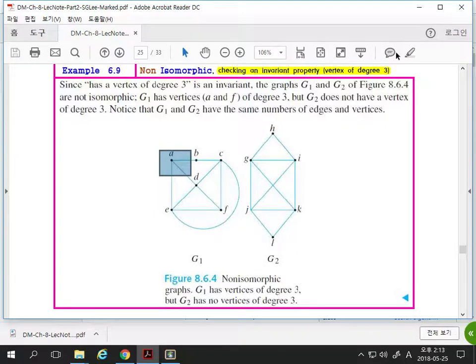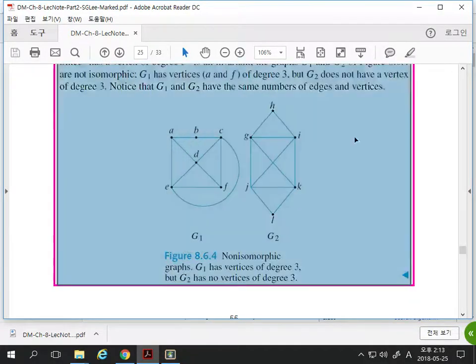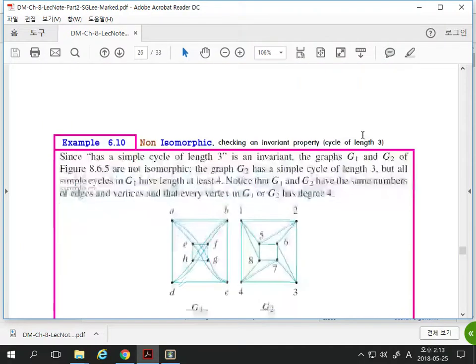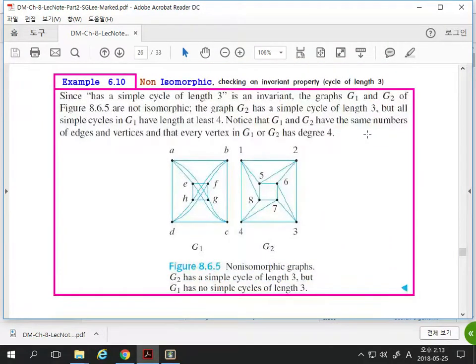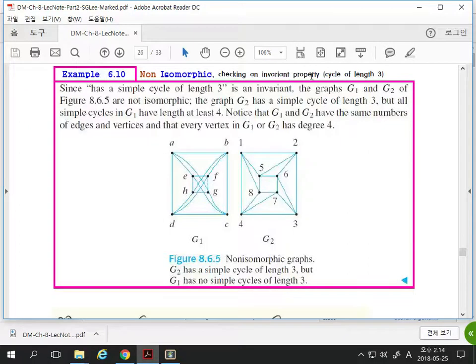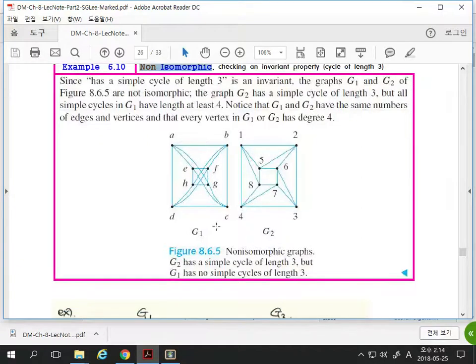Okay. So many things can be found by just evaluating such properties. Here, in this example, checking an invariant property, cycle of length 3. These two graphs are non-isomorphic. Why? In this case, G2 has a simple cycle of length 3, but G1 has no simple cycle of length 3. Here, 여기서는 그 length 3인 게 the simple cycle.